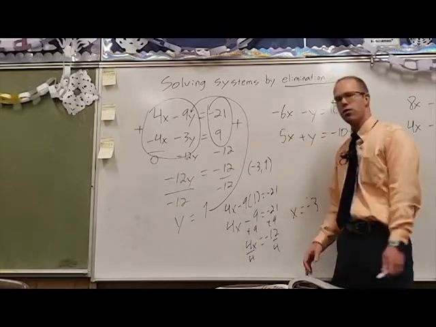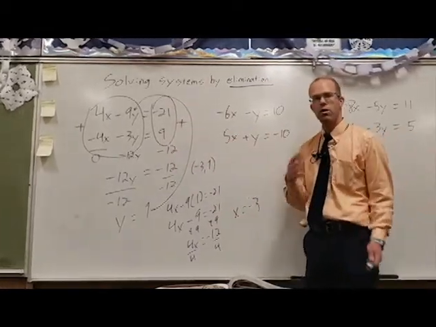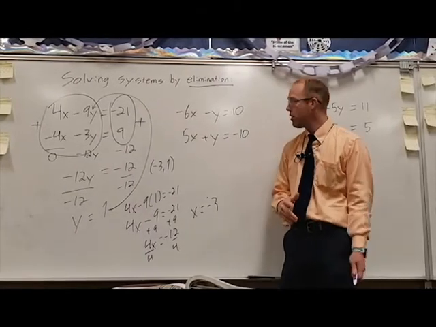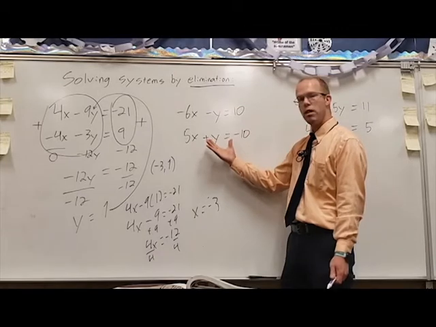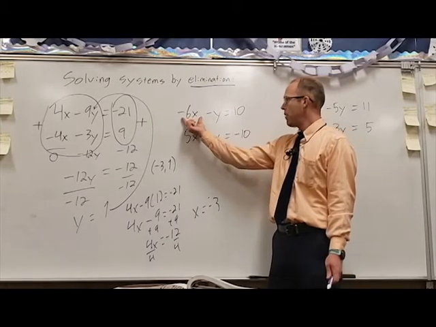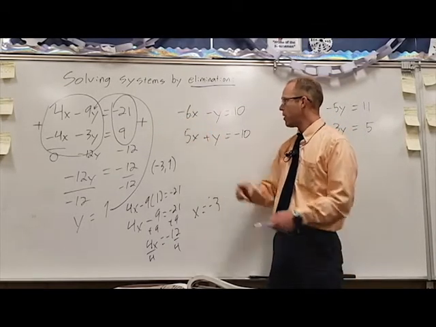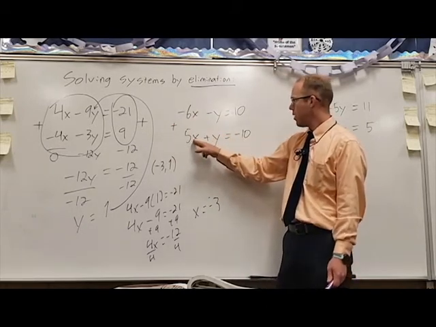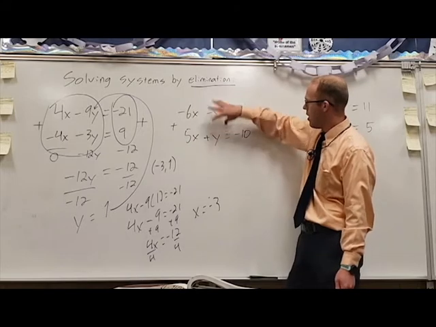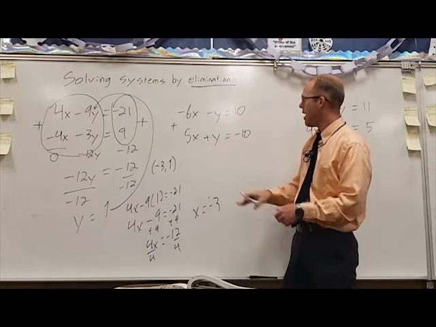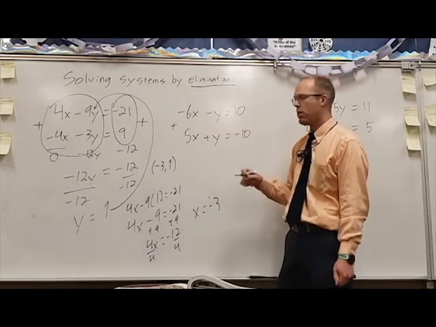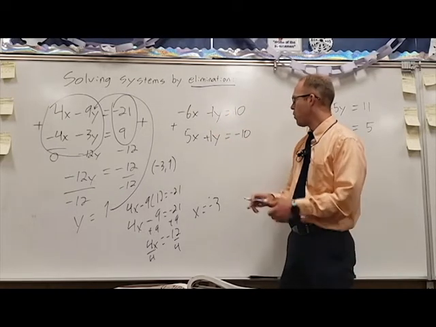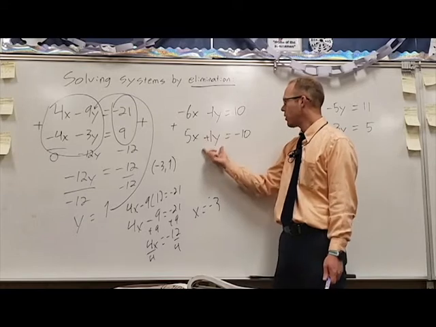Now I want to pause for a second and talk a little bit about why this works and how we can get it to work, because it's not always going to work so nicely with this. On our second set of equations, we will notice that negative 6x and 5x, if I were to add those together, do not eliminate each other. That ends up being negative 1x. However, these y's are positive and negative, and they're the same value for their coefficient. It's a 1. So we have a negative 1y and a positive 1y. Those two are going to eliminate each other.